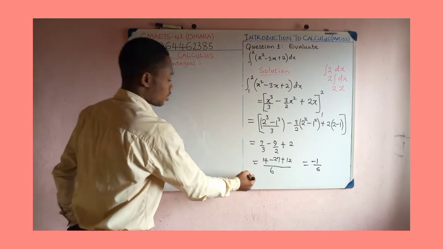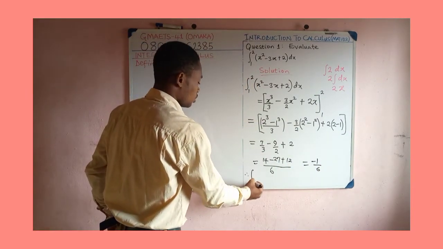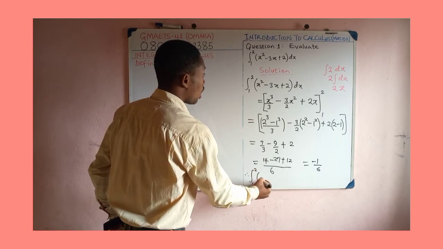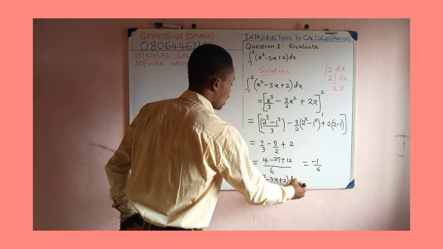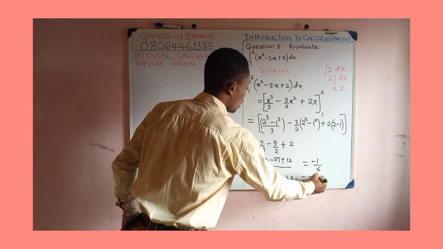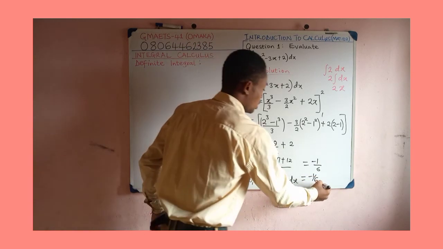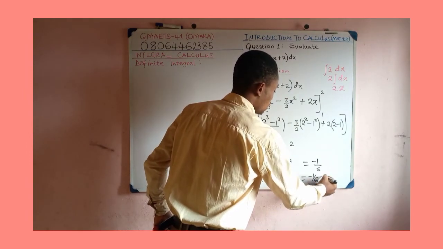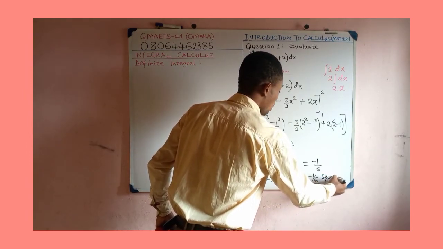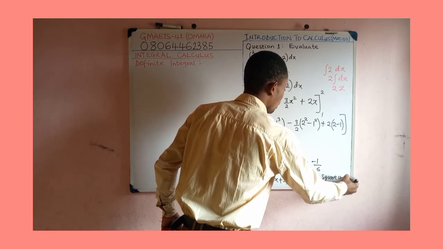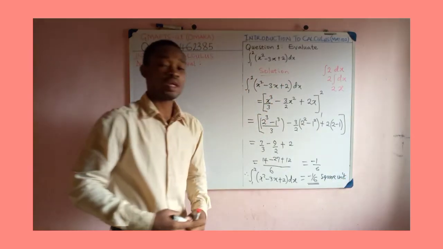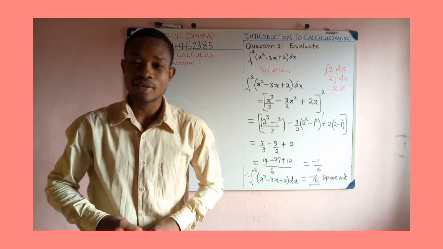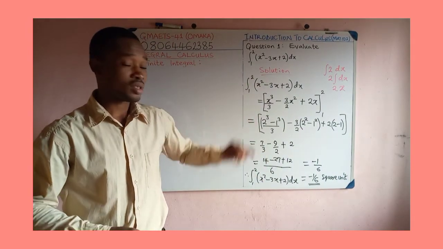We are done. We can now conclude, therefore, that the integral with limit 1 to 2 of x squared minus 3x plus 2 dx is equal to minus 1 over 6. And this is going to be our result. In fact, we should write this as square units, because in most cases when you're looking for the integral of a term like this, it's actually area that you are calculating, alright? So this is the result of this integral.